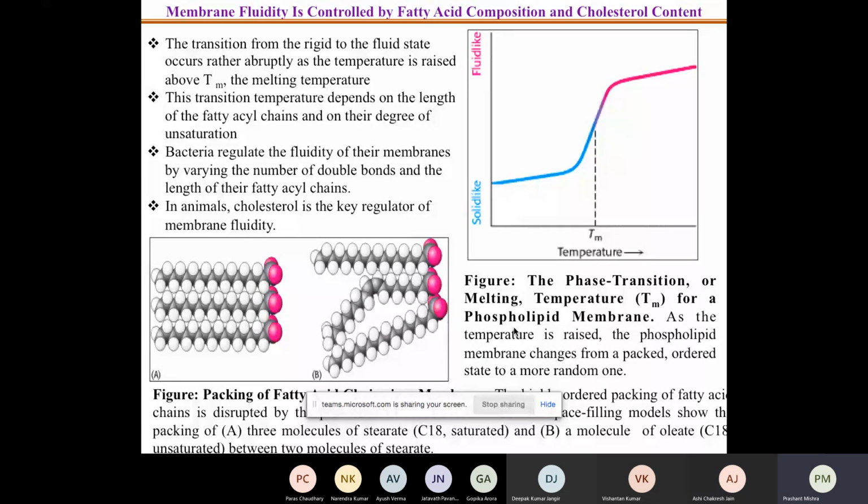Yes. And what it will do is that it will incorporate short chain fatty acid, and it will also incorporate the fatty acid which is unsaturated. On the other hand, if I increase the temperature, say instead of 30, I make it 40 degrees temperature, what will happen?